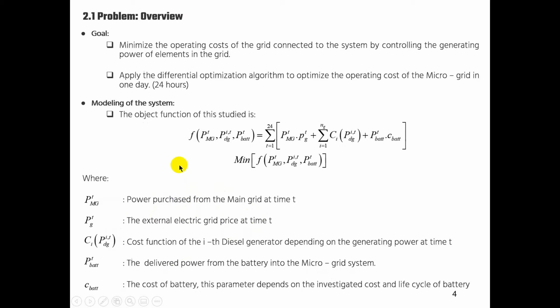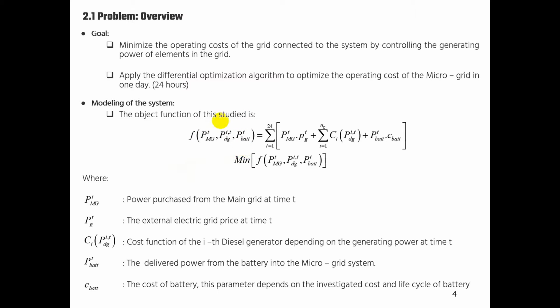The next part is the problem overview. Our goal in the final project is to minimize the operating cost of the grid-connected system by controlling the generating power of elements in the grid, and applying the differential evolution algorithm to optimize the operating cost of the microgrid over one day.